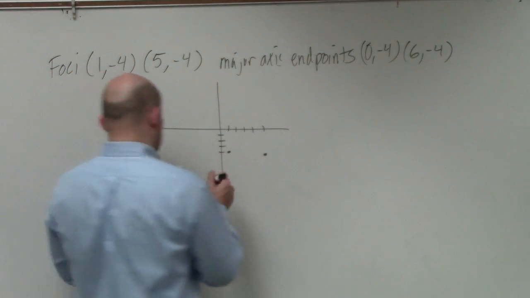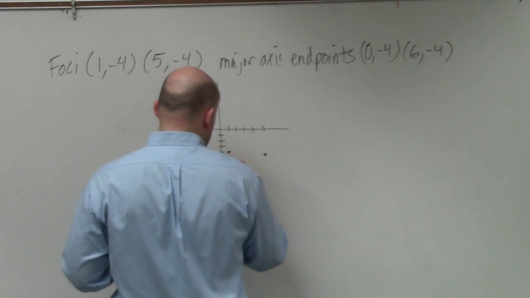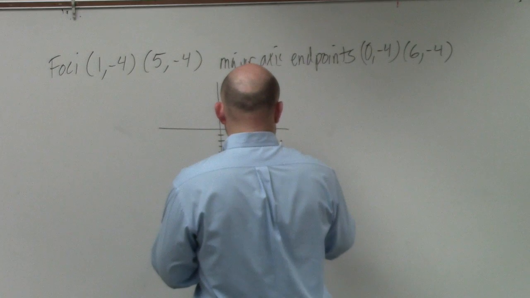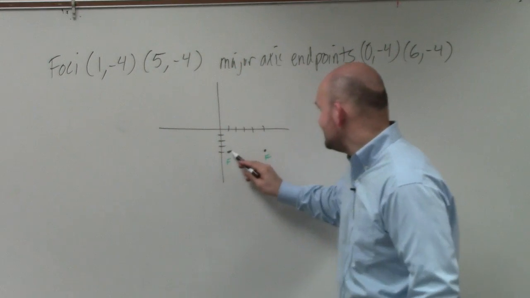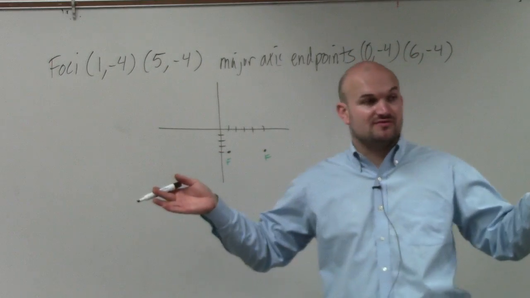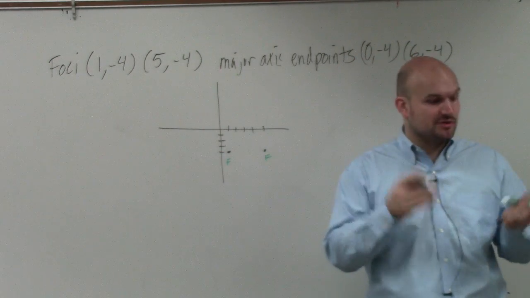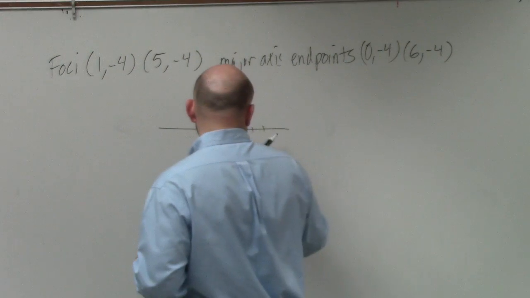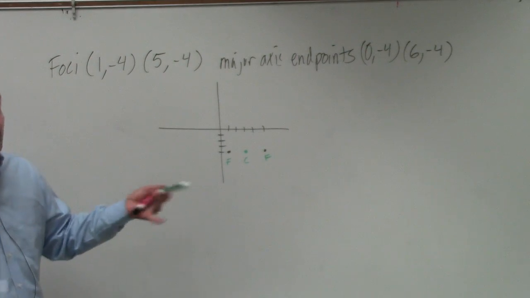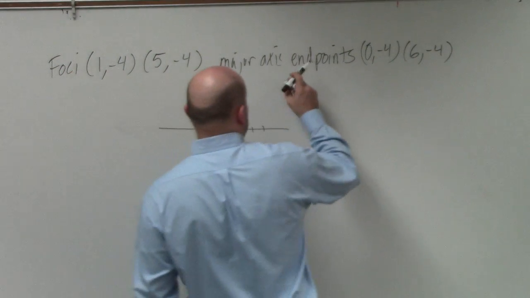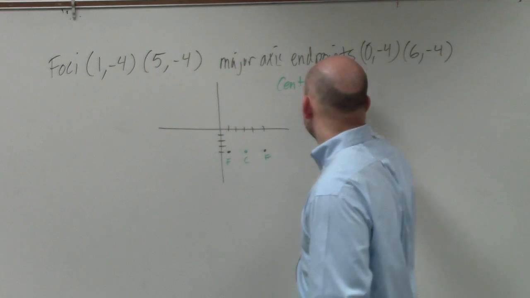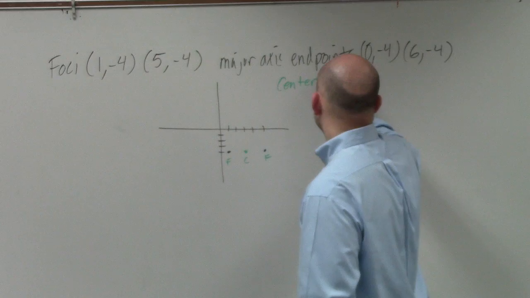So if we have these two points, which we'll call our foci, I'll just label them so I'm not making crazy mistakes. Now I find the distance is 4. So if the distance between the foci is 4, the distance from each focus to the center is going to be 2. So that's going to be my center. Now, I know that my center is going to be a part of my formula, so I am going to write this out. Center is going to be at (3, -4).